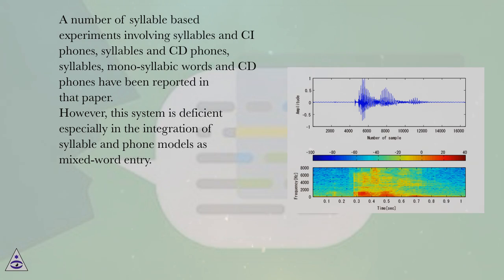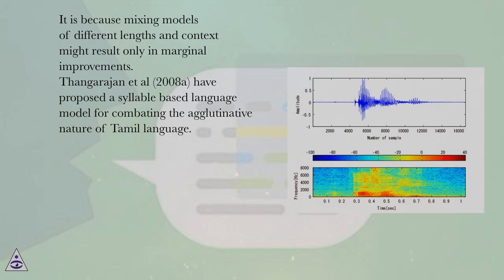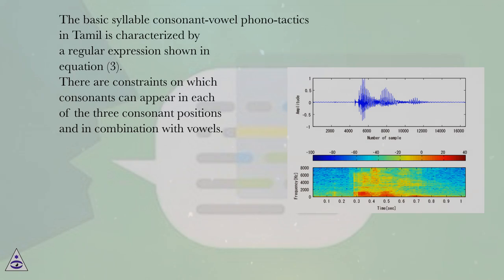However, this system is deficient especially in the integration of syllable and phone models as mixed word entry. It is because mixing models of different lengths and context might result only in marginal improvements. Thangarajan et al., 2008a, have proposed a syllable-based language model for combating the agglutinative nature of Tamil language. The basic syllable consonant vowel phonotactics in Tamil is characterized by a regular expression shown in equation 3.